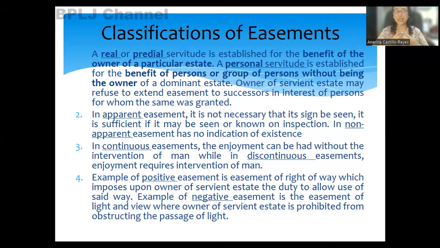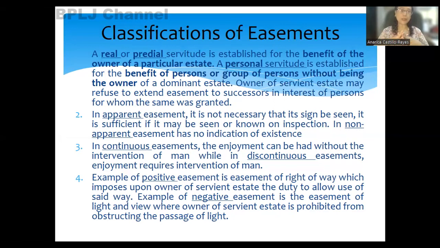In a discontinuous easement, the enjoyment requires the intervention of man, an example of which would be the easement of right of way, which is discontinuous and depends upon the act of man. An example of a positive easement is the easement of right of way, which imposes upon the owner of the servient estate the duty to allow the use of the said way. An example of a negative easement is the easement of light and view, where the owner of a servient estate is prohibited from obstructing the passage of light.